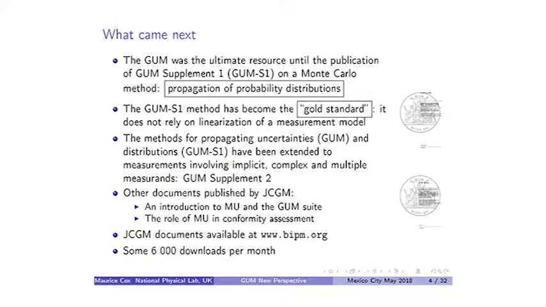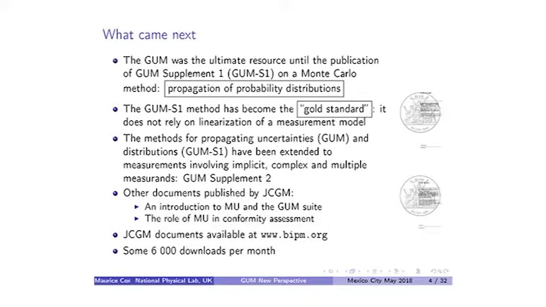What came after that? Until the GUM supplements were issued, I think one was in 2008, one was in 2011, the GUM was the ultimate resource that everybody who wanted to carry out measurement uncertainty evaluation according to recognised international principles utilised. GUM Supplement 1 uses a Monte Carlo method to propagate distributions. And GUM Supplement 1, in a sense, has become the gold standard to compare the use of the GUM, which admittedly has approximations involved in it.